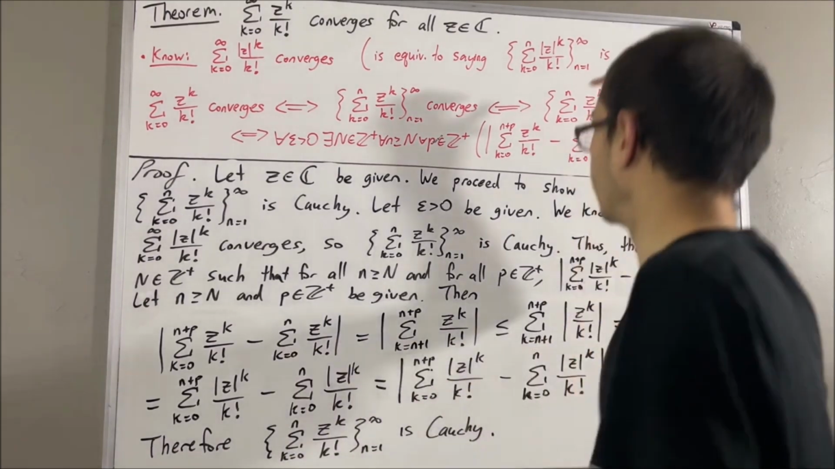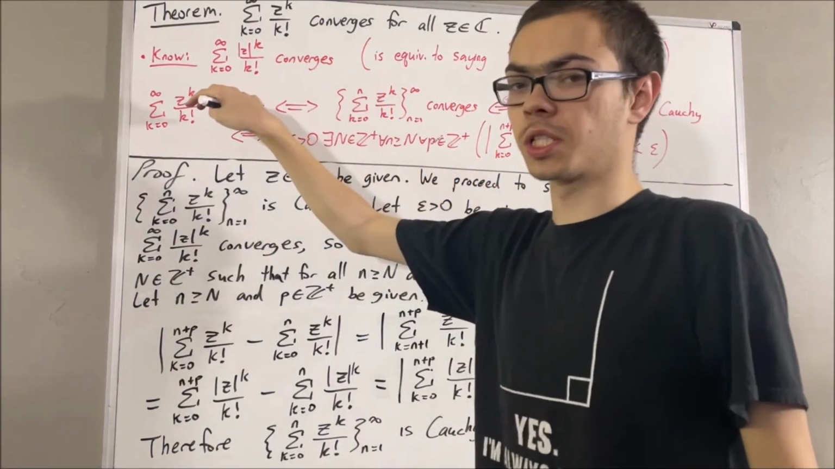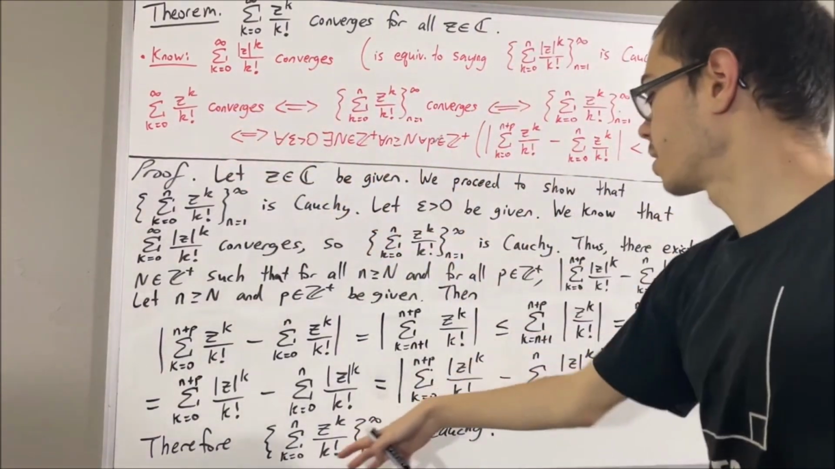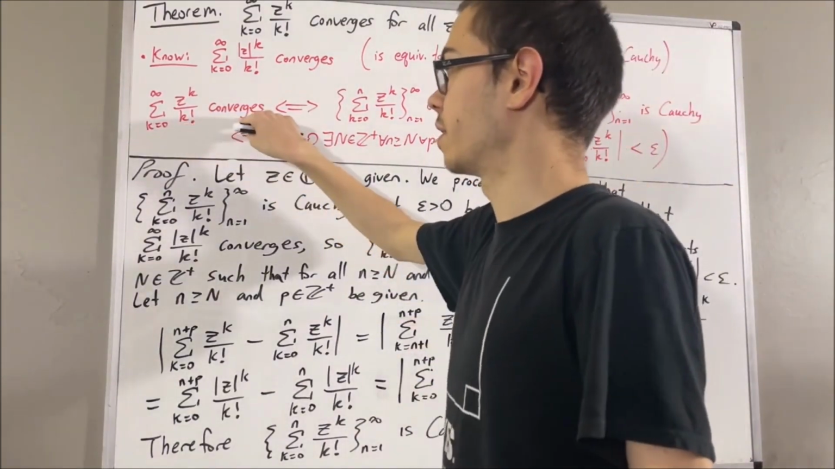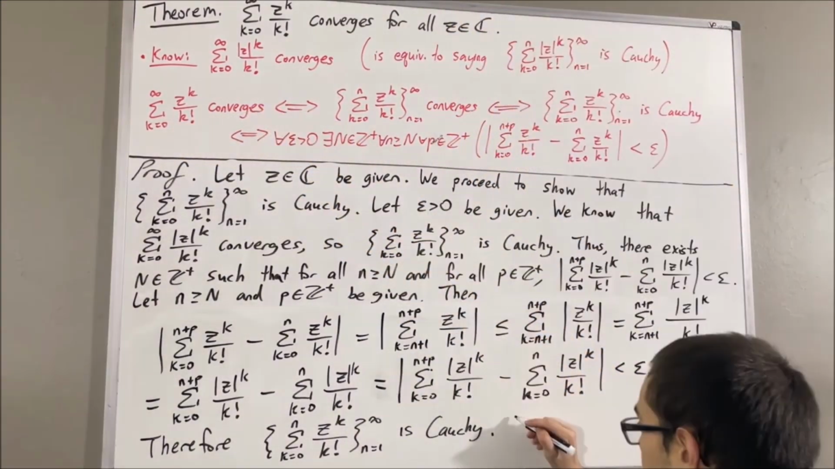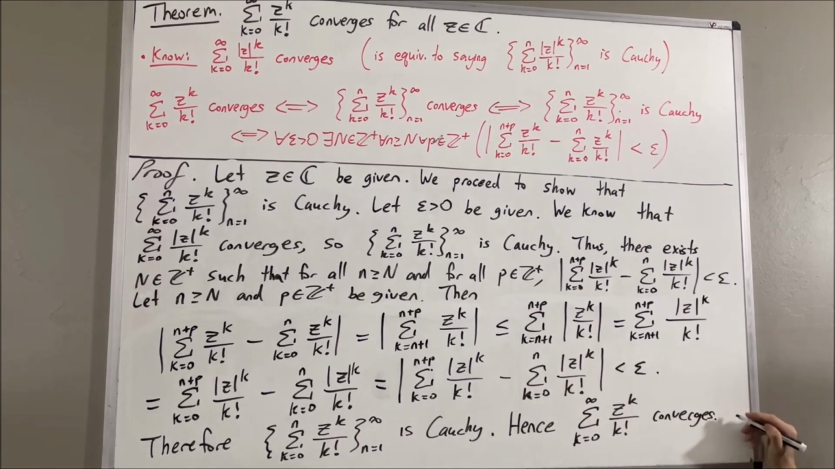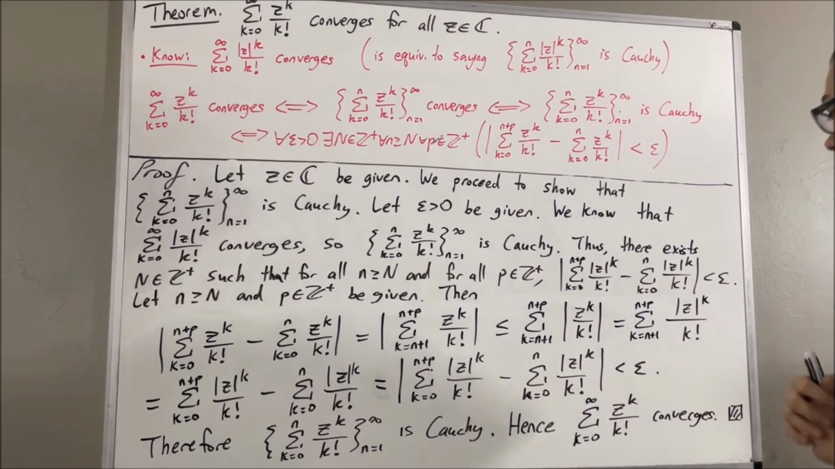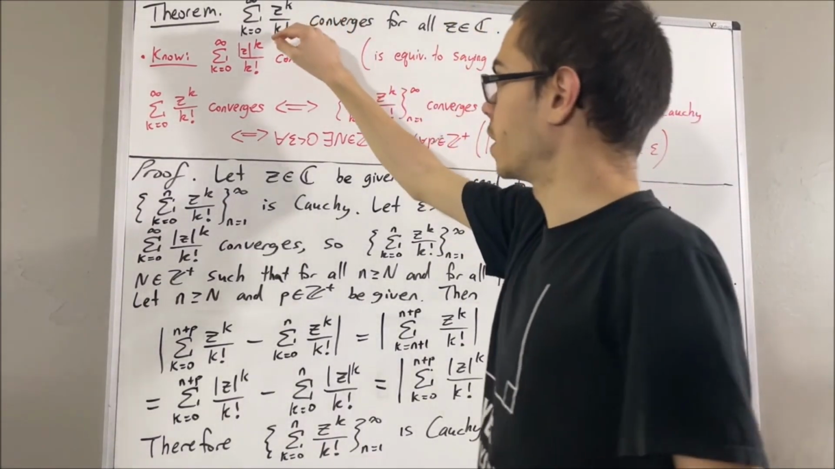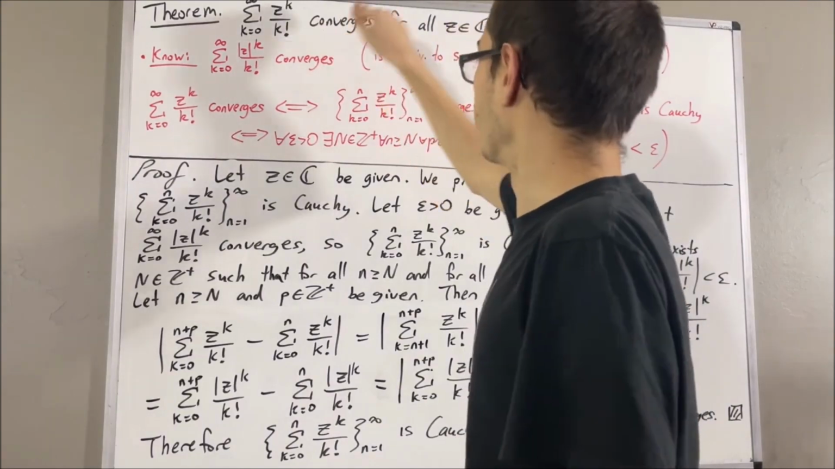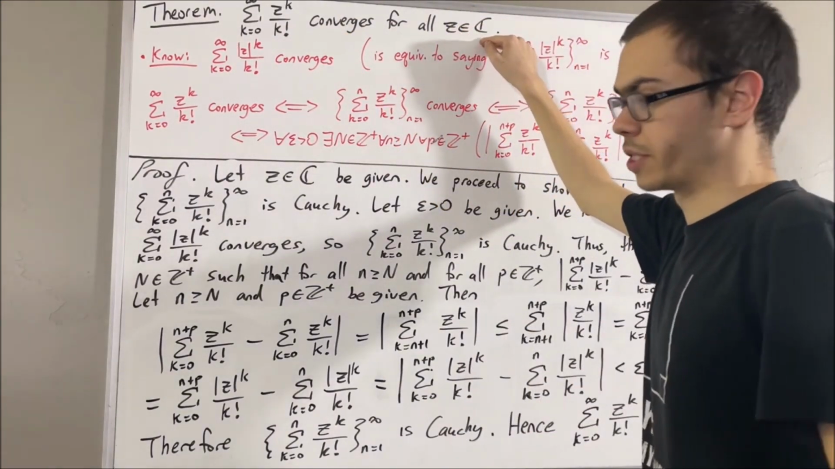But from the chain of equivalences we discussed earlier, we know that this is equivalent to saying that this infinite series converges. And so this completes the proof. And so we've proven that this infinite series converges for all complex numbers z.